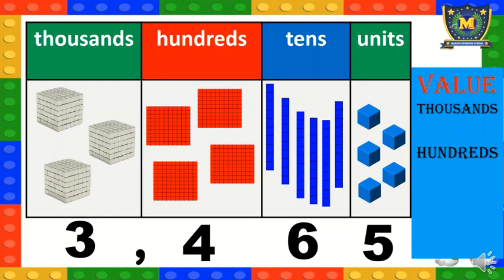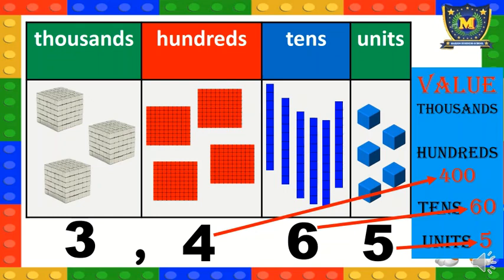Now let's see the value for each digit. In units, the value for 5 units is 5. And the value for 6 rods is, yes, it's 60. How about on flats? We have here 4 flats, and the value for 4 flats is, yes, it's 400. And lastly, for thousands, we have here 3 cubes. Now what's the value for 3 cubes? Yes, you're right. It's 3,000.